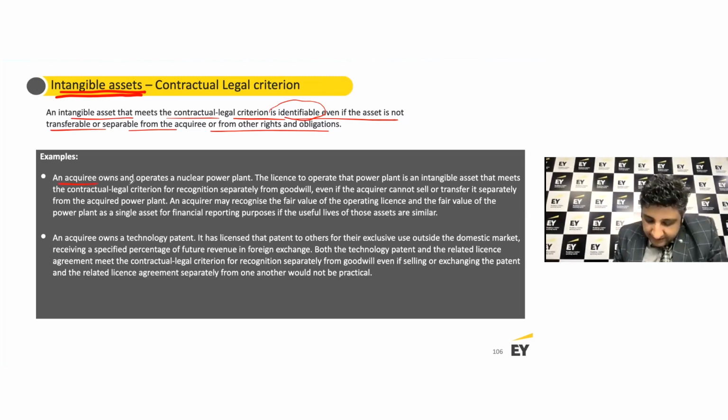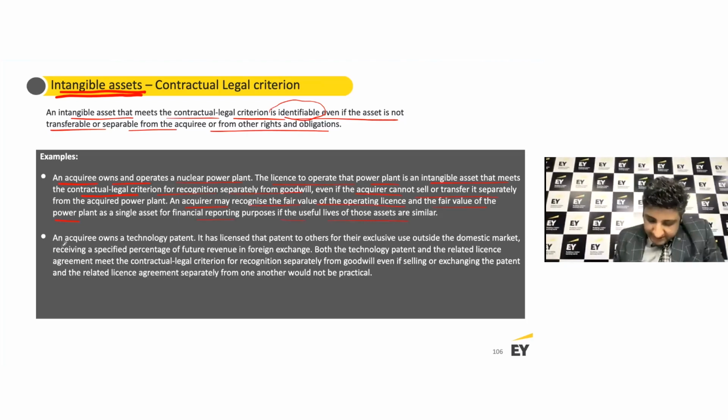It says that an acquiree owns and operates a nuclear power plant. The license to operate that plant is an intangible asset. That meets the criteria and would be recognized separately. It's not important whether the acquirer cannot sell it or cannot transfer it separately. So accordingly, the fair value of the license has to be recognized and, of course, shown in the books of the acquirer.